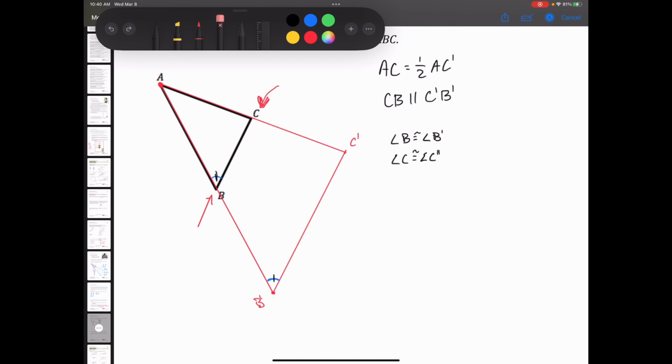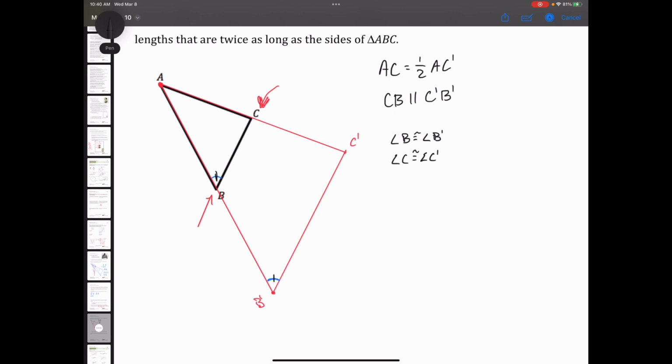Then we could also say that because of corresponding angles, CB is parallel to C'B'.